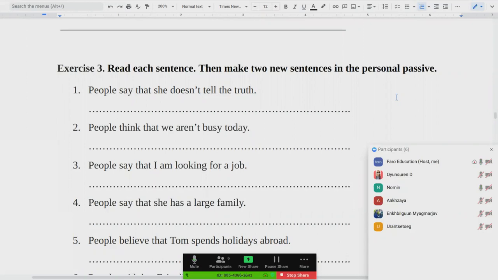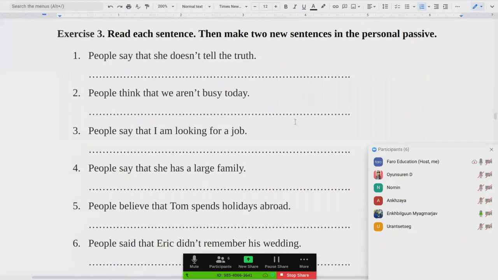People think that we aren't busy today. It is thought that we aren't busy today. Personal: we are thought not to be busy today.